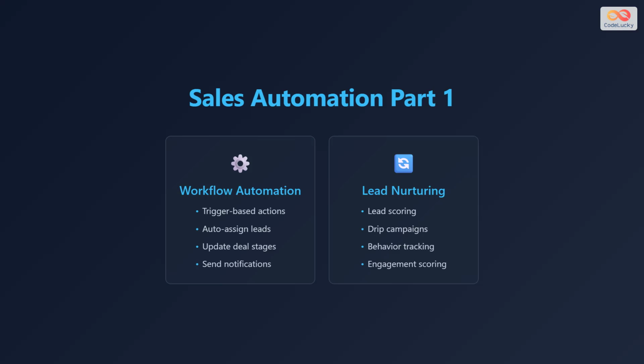Lead nurturing is another critical automation feature. HubSpot scores leads based on their engagement and behavior, helping you identify the most sales-ready prospects. Drip campaigns automatically send targeted emails to prospects over time. The system tracks prospect behavior to understand engagement levels. Engagement scoring helps you prioritize which leads to focus on first.